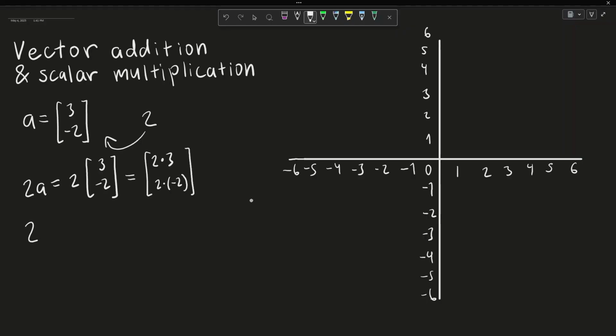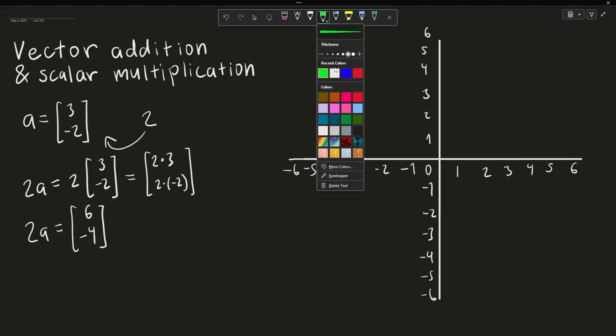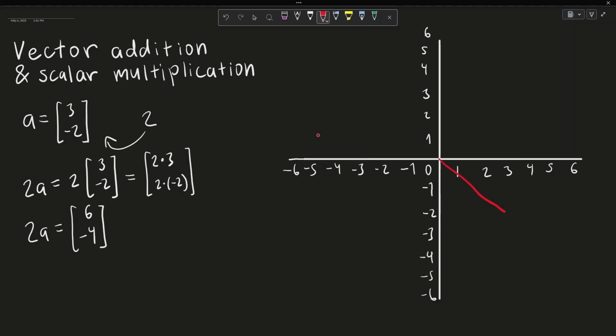So we'd find that 2a is equal to 6, -4. Now geometrically, let's say we drew out, let's draw it in red, the original value for a. So we'd find that a is equal to 3 in the x, -2 in the y. So it'd be equal to this vector.